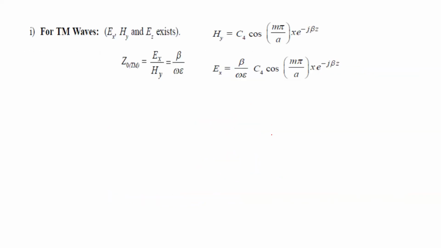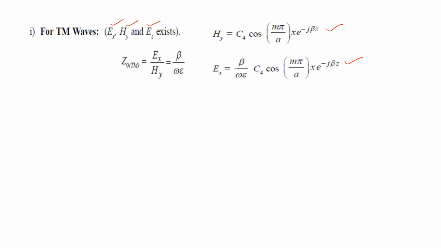First, let us derive the characteristic wave impedance of TM waves. We know that for TM waves, these three field components will be existing. That is Ex, Hy and Ez. These three will be existing, right? And the equations for Ex and Hy that we derived in the previous derivation for TM waves is given right here. The equation for Hy is this, equation for Ex is this. This is the general wave equation for TM waves traveling between two parallel planes.